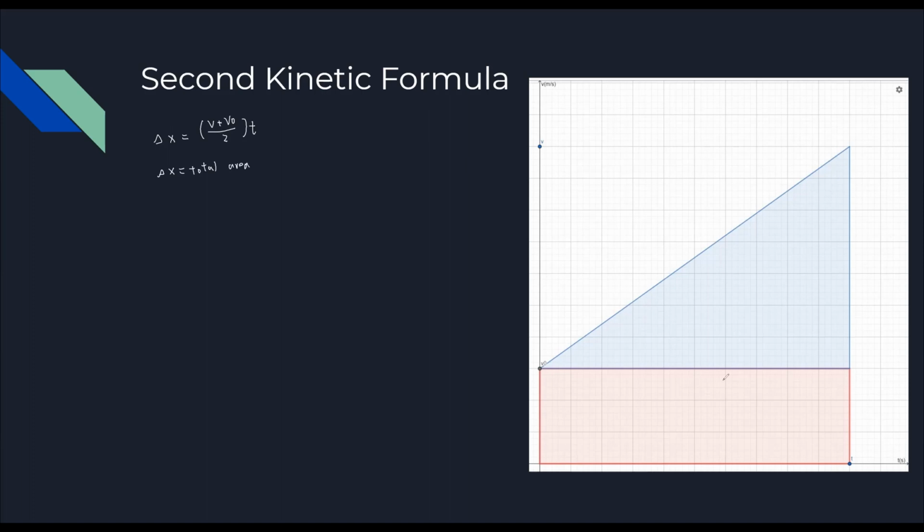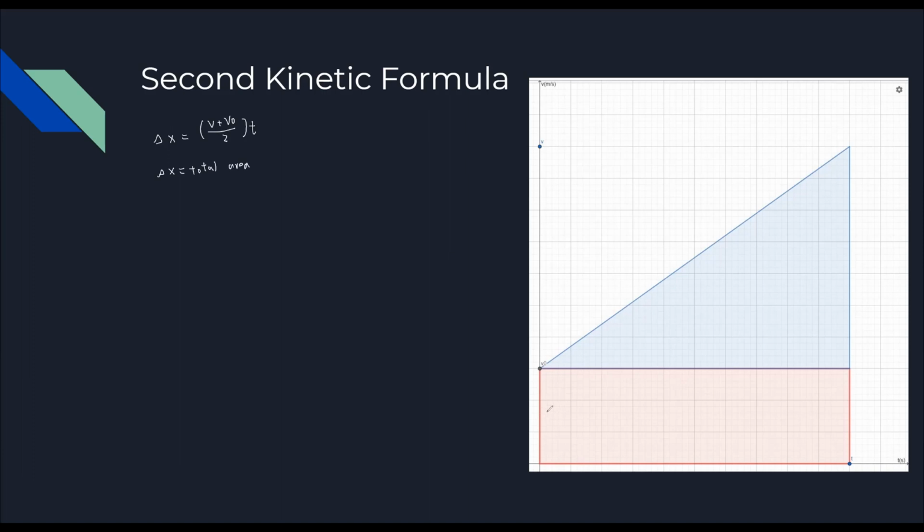Then we can actually break this graph up into 2 sections, or this area into 2 sections: a red rectangle and a blue triangle. The height of the red rectangle is velocity 0, or initial velocity. So this is the height.